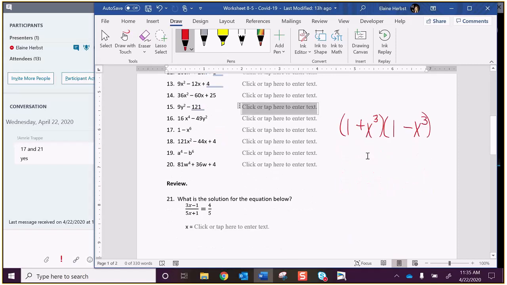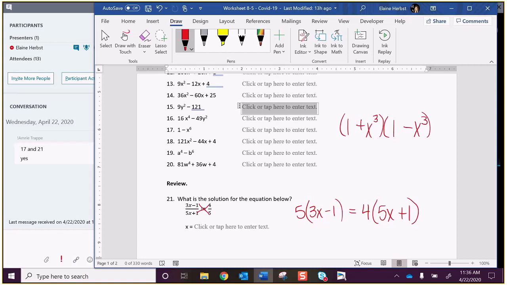And she also said 21. Oh, 21's a proportion. When you solve a proportion, remember you're going to cross multiply. But what you have to do is distribute that 5 through the parenthesis, and you have to distribute the 4 through the parenthesis and set those things equal to each other. So it would be 5 times 3x minus 1 equals 4 times 5x plus 1.